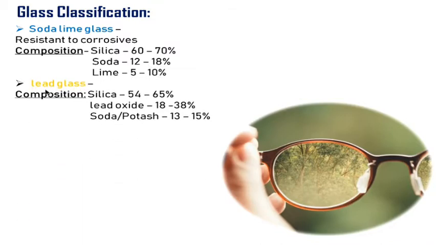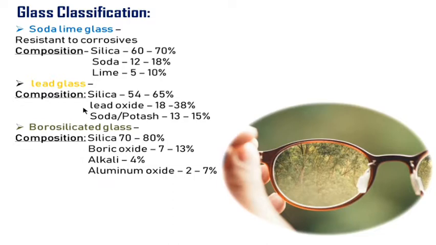Next would be the lead glass. This has the composition of silica of 54 to 65%, lead oxide 18 to 38%, and soda of 13 to 15%. Here this lead glass gives you brilliance to the glass. These kinds of glasses are also called crystal glass because it gives you a kind of crystal nature. Because of this reason they are considered decorative glasses and it is very expensive. Thermometer tubes and neon lamps use these kinds of glasses.